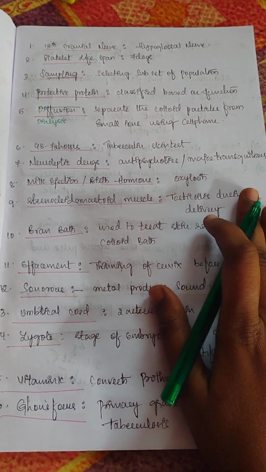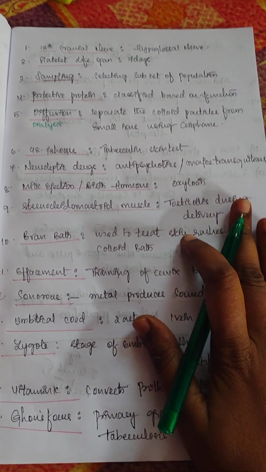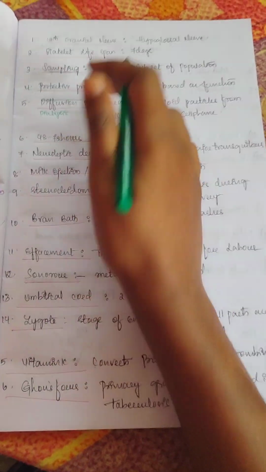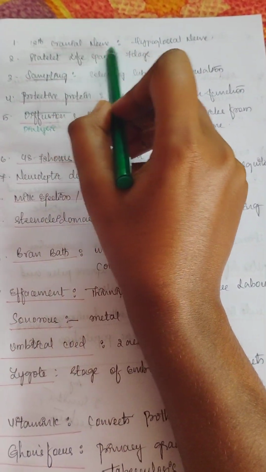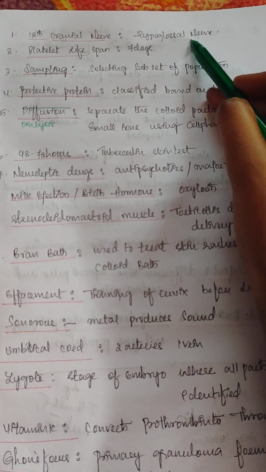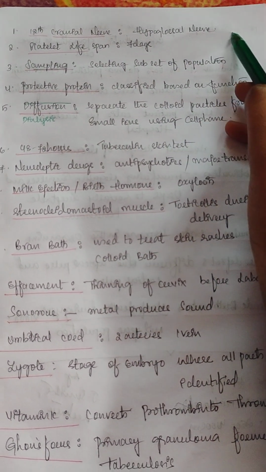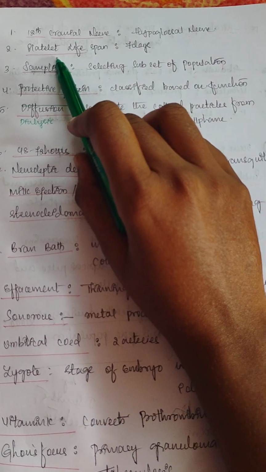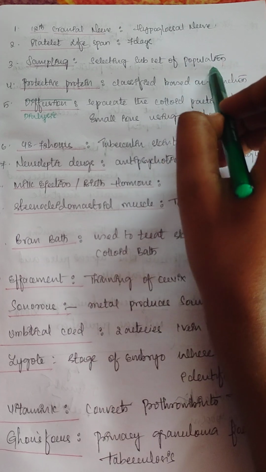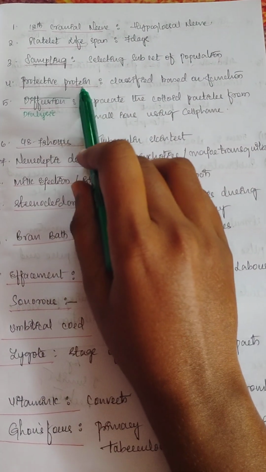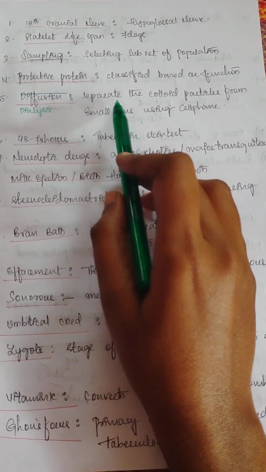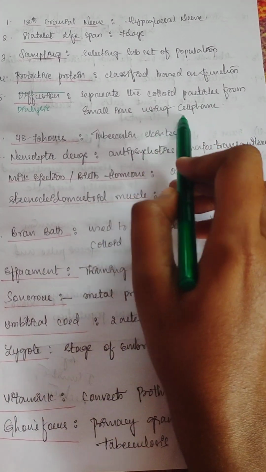Okay, so at last, here you can see whatever points we have discussed up to now. The 12th cranial nerve, the hypoglossal nerve, and its function is swallowing and speech. The lifespan of platelet is 7 days. What is a sample? A sample is nothing but selecting a subset of population from the large population. Protective proteins are classified based on their function. And what is dialysis? Dialysis is nothing but separating colloid particles from small ions using cellophane film.